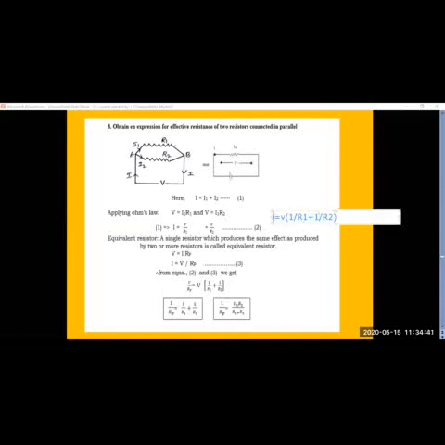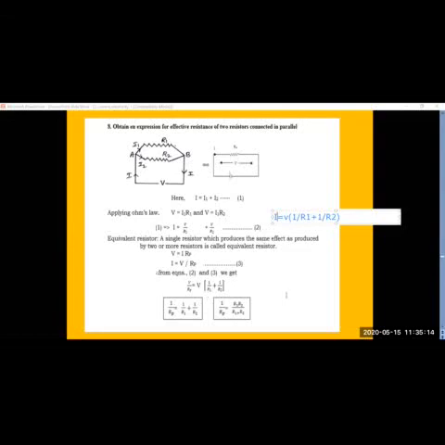Capital I will always denote your current. After this step, if you remove V common, it's nothing but 1 by R1 plus 1 by R2. Compare this equation and equation 3. What is common? V and V. If you cancel them out, here I have written that step again: V by Rp will be equal to V into 1 by R1 plus 1 by R2. Cancel V on both sides. So you will get 1 by Rp equals 1 by R1 plus 1 by R2.